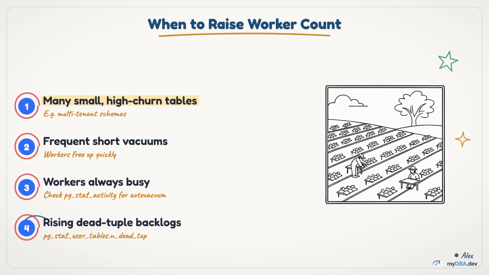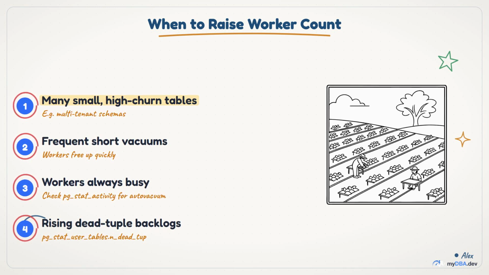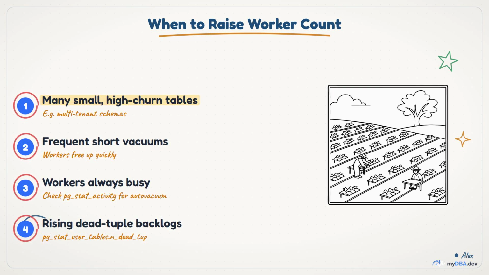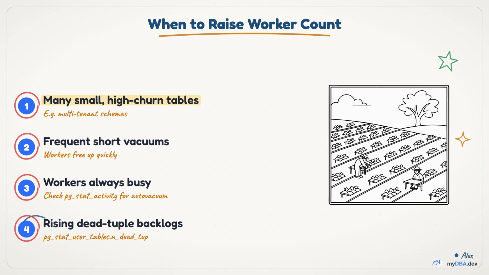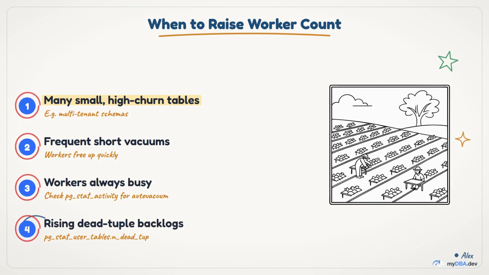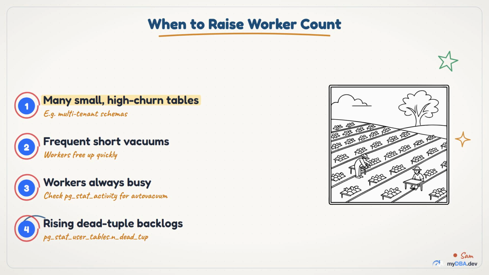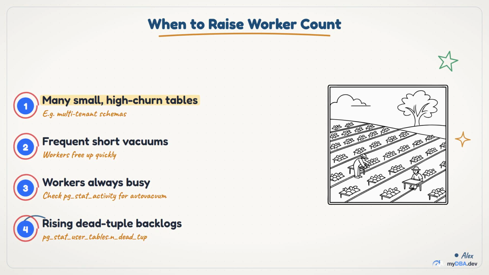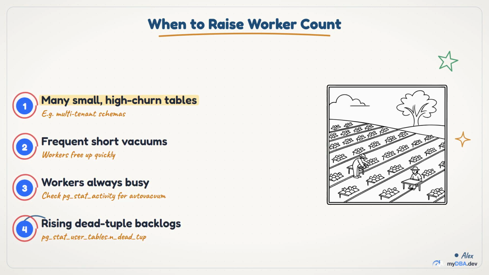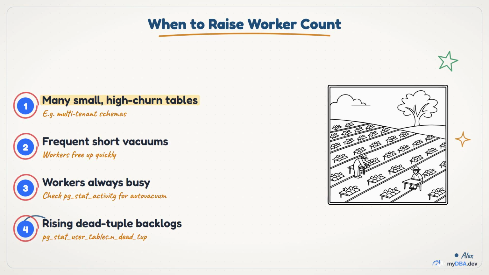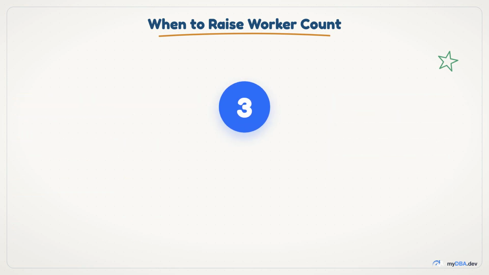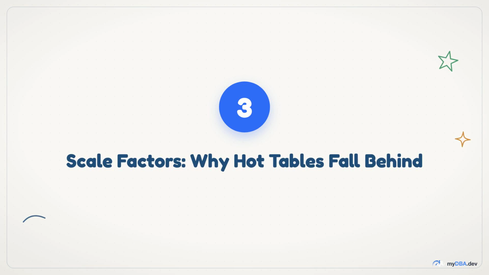You can confirm by querying pg_stat_activity for Autovacuum processes. If you're always at the max and pg_stat_user_tables shows dead tuples piling up elsewhere, that's your signal. Got it. So it's really about concurrency, not speed per table. Exactly. 1 worker on 1 huge table won't go faster with more workers, but 10 workers can vacuum 10 tables at once. Now the big one, scale factors.